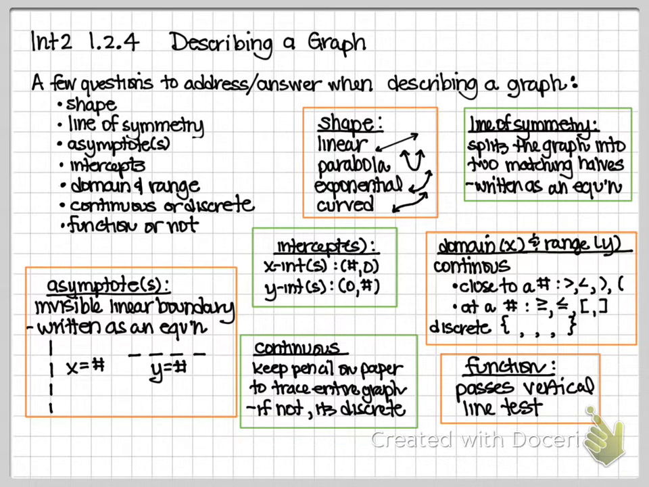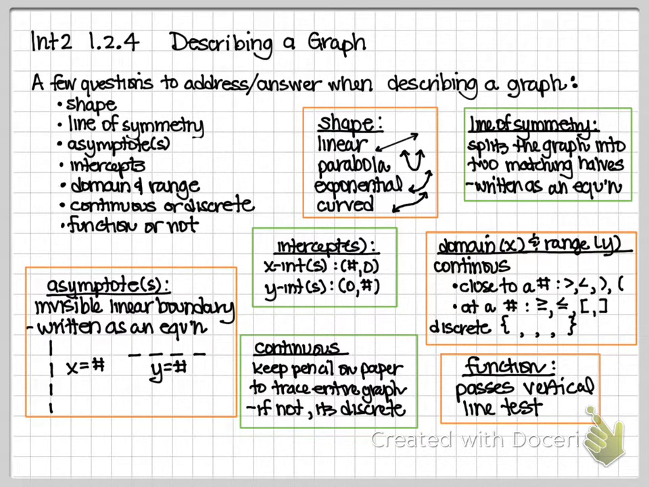So a few things that we're going to address when we're describing a graph is this laundry list of things. So we've got shape, line of symmetry, asymptotes, intercepts, domain, range, continuous or discrete, and whether it's a function or not. So I went through and just kind of mocked up some stuff on this very front page for you. Hopefully this looks familiar. So the shapes that you should be familiar with are linear, parabola, exponential, and then our catch-all, which we're just going to call curved for now.